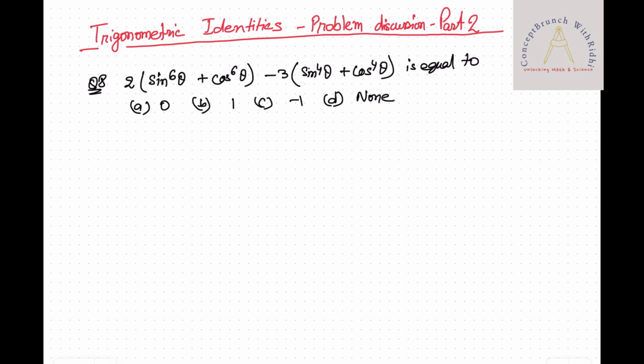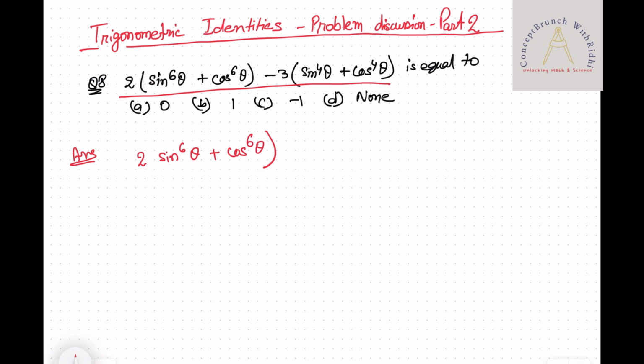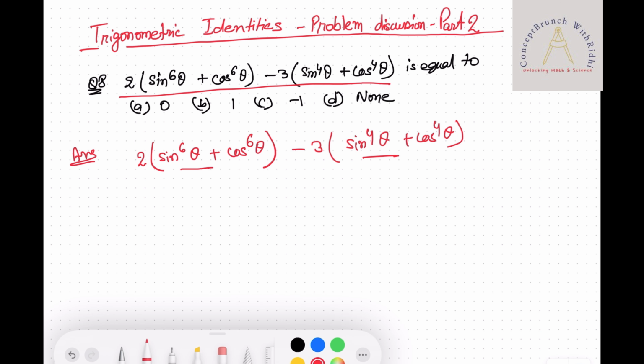Okay, this is the last question. Let's discuss this value. Again, we have to find out these values, right? Let's find it out. What is that? Let's write the answer. 2 sin to the power 6 theta plus cos to the power 6 theta minus 3 sin to the power 4 theta plus cos to the power 4 theta, correct? So one by one we'll find these values and we'll go for the other thing. Okay, let's do that now.